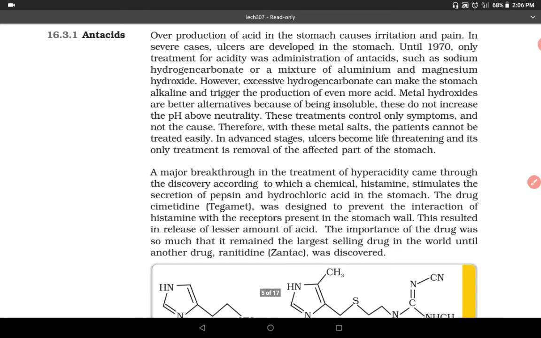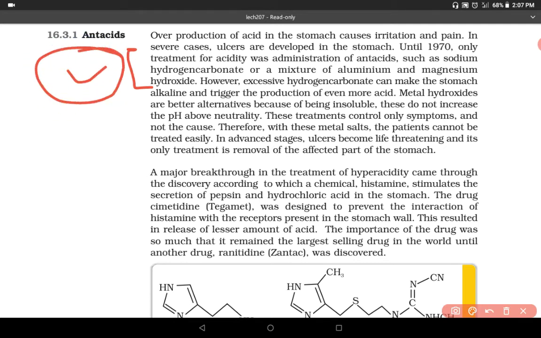Trigger the production of even more acids. Metal hydroxides are a better alternative because of being insoluble. They do not increase the pH above neutrality. Yes, these are very useful. I also told you there are antacids, which are not a very complex thing. They are useful when taken in a limited amount, but otherwise some problems occur. We need things that affect our body less, and have more advantage over disadvantage. So at that time, metal hydroxide comes into place.